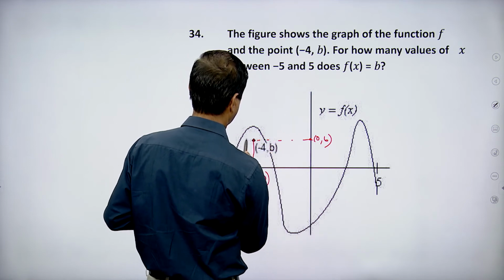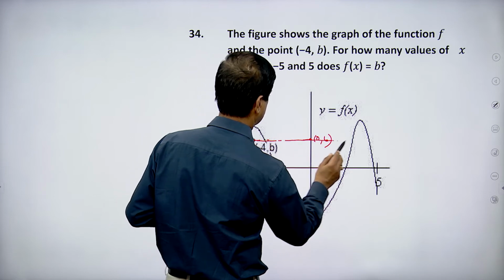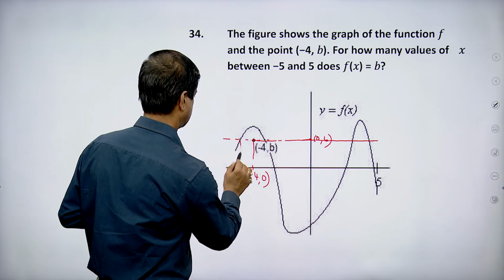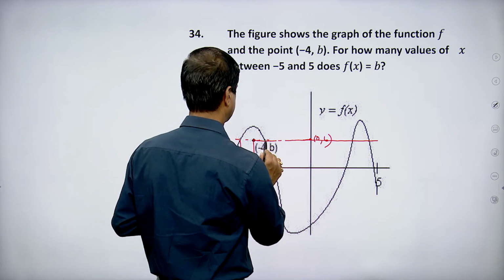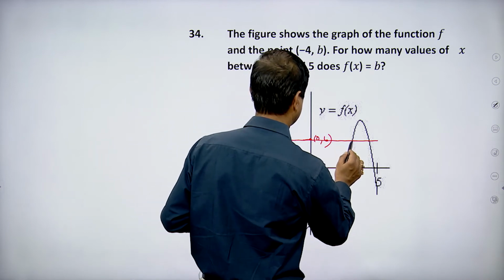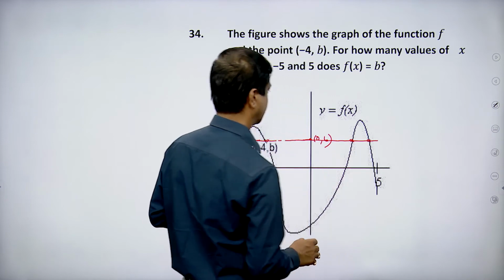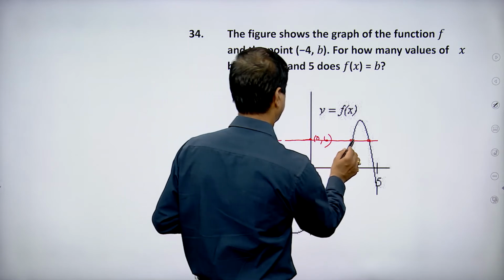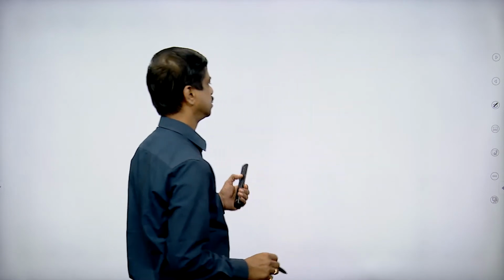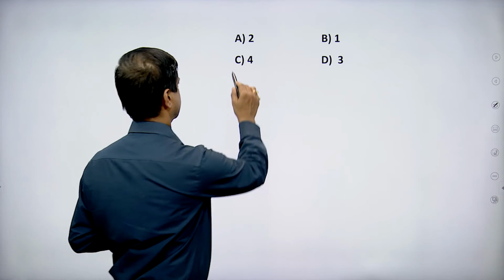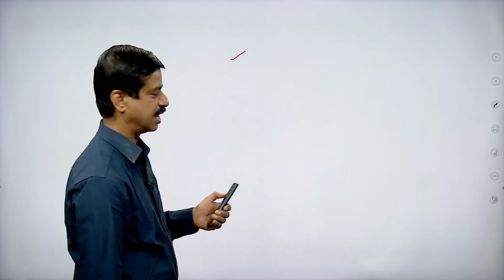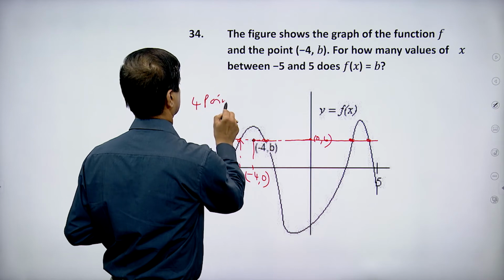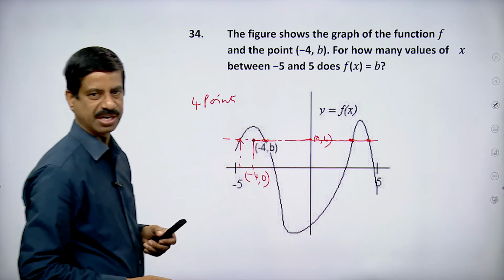So, draw the line, b line, horizontal line. This is between minus 5, this is 1 point, this is below 5. So, how many points do you have? 1, 2, 3, 4, 4 points where f of x is equal to b. So, option C. Right, children? Let us take it fast, quick. Right, 4 points. Note it fast, quick.